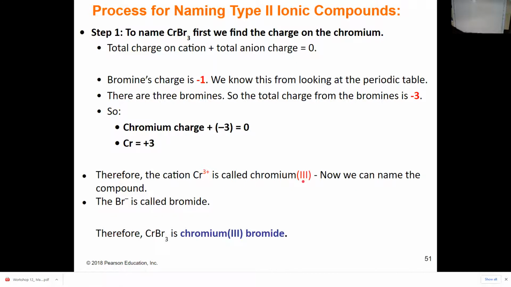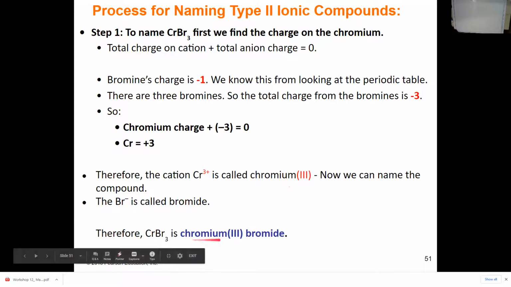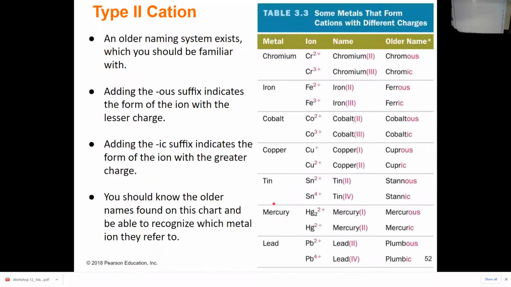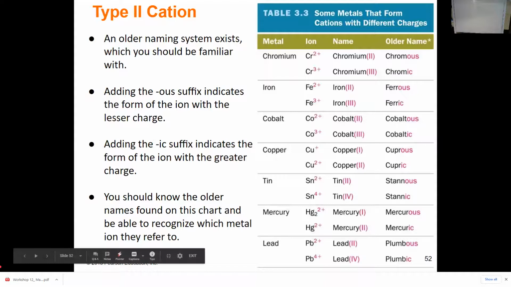And now we can name it, right? We'll have the chromium 3, and then afterwards, the base name of the anion and the -ide ending. So it's chromium 3 bromide.